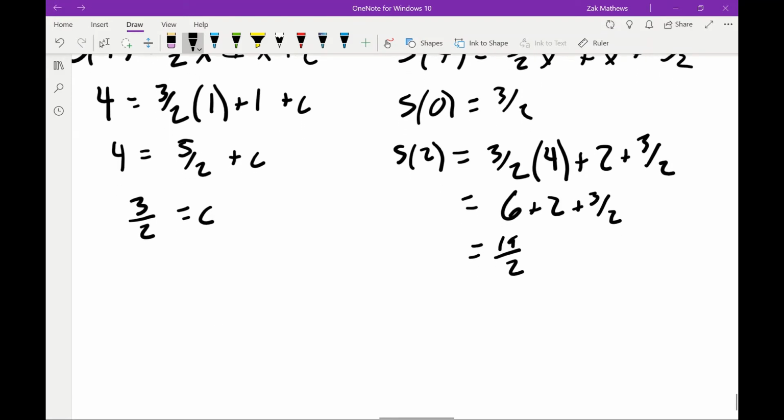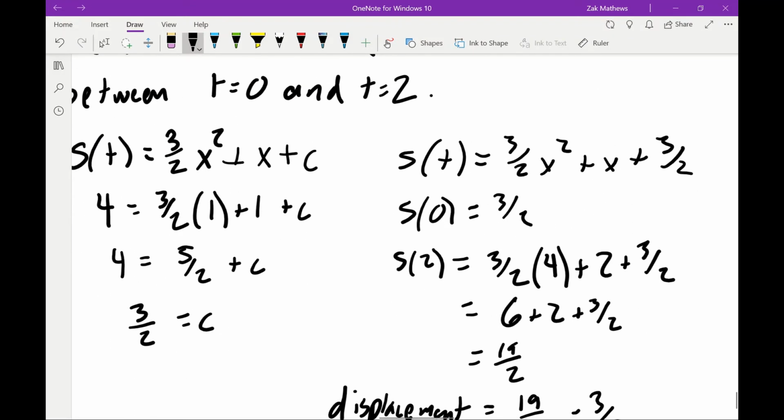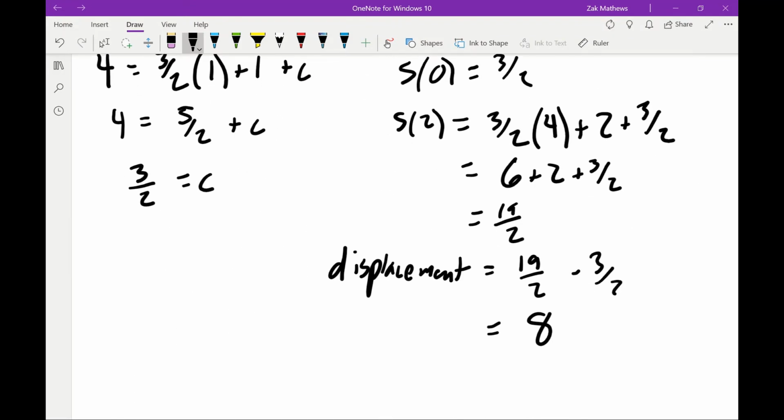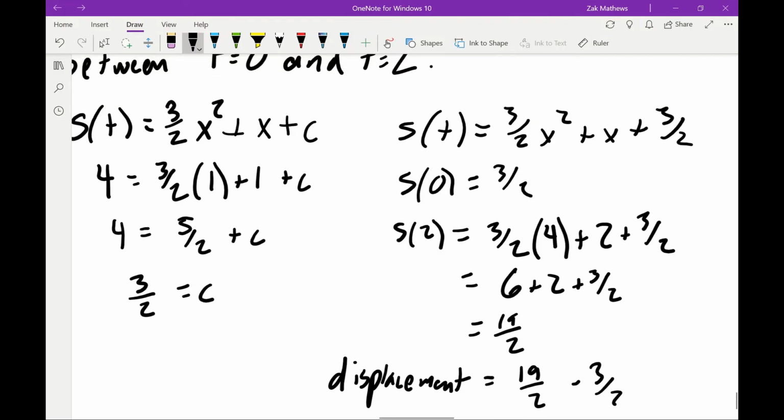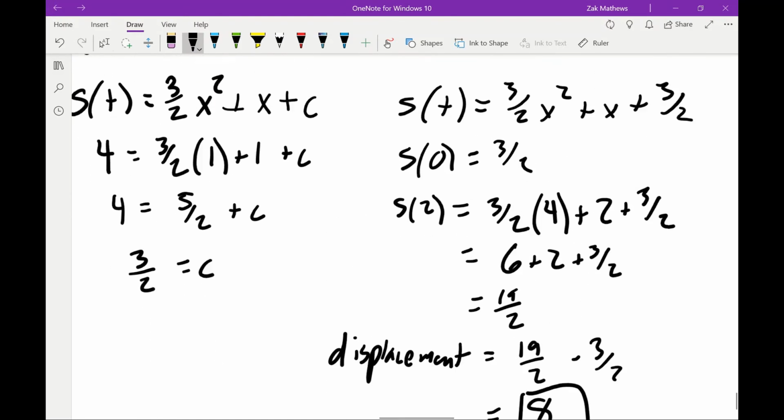And so displacement, remember, we have to take where we finish minus where we start. Displacement. So it's going to be the 19 halves minus the 3 halves, which is 16 halves, for a total of 8 units. And I didn't give you any units here, so we just have to be careful that we want to make sure we're using the correct unit there. And that would be our answer, right? We're done. 8 meters, 8 feet, whatever.